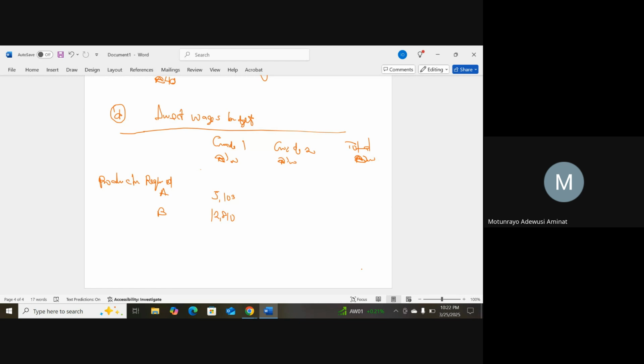Then for that grade 2, we have 2,430,000. Others, please confirm. 2,430,000. Okay. For product B, the same grade 2, they are going to produce 3,500 at the rate of 60 naira. 1,830,000.